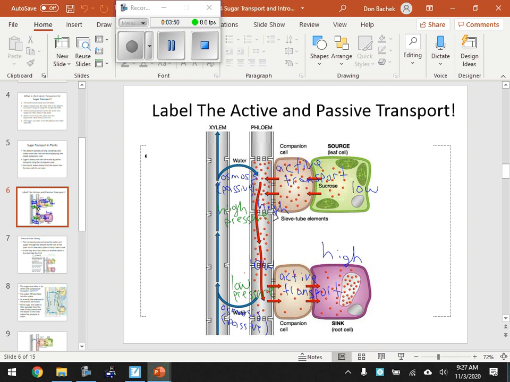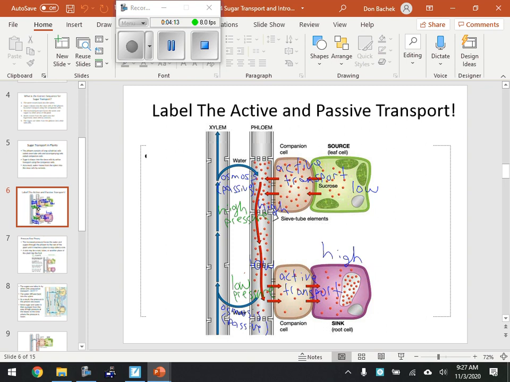That means a low concentration here and a higher concentration here. Low concentration of sugar here because it has to be made. Once it's made, we want to get it out of the cell and get it moving into the other parts of the tree. So this is probably going to be a higher concentration here, so we want to go from low to high. So, active transport for the sugar.